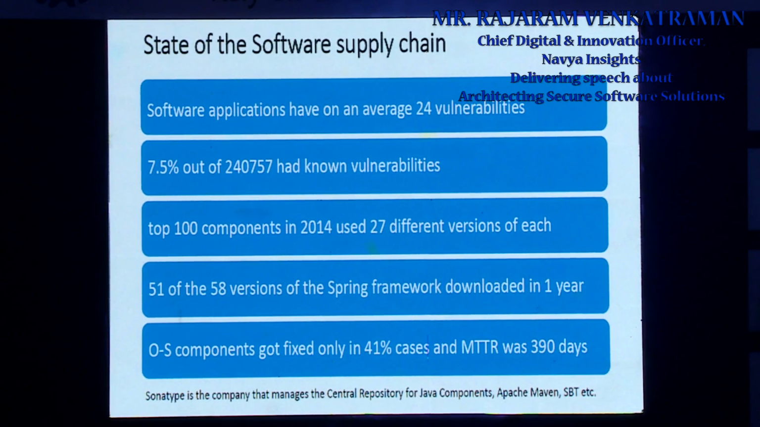Sonatype is a company which runs a central repository that manages Java components, Apache, SBT and all that. They have reported that software applications have on average 24 vulnerabilities, and 7.5% out of 24 lakh components had known vulnerabilities. So even in a central repository, there were 7.5% which had known vulnerabilities. The top 100 components in 2014 used 27 different versions of each. See, the other major damage is the different versions which are appearing. Some of these could have been manipulated by hackers, would have been tampered with, but we don't know which ones are the right ones, and people are downloading various versions.